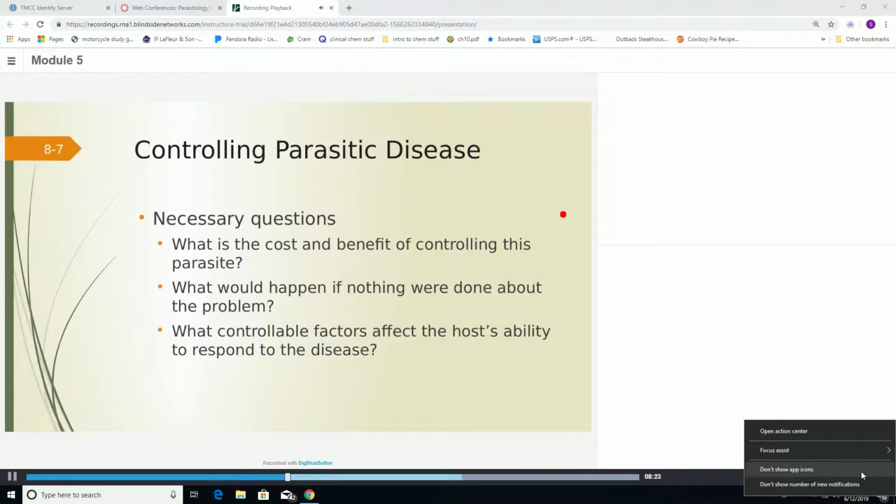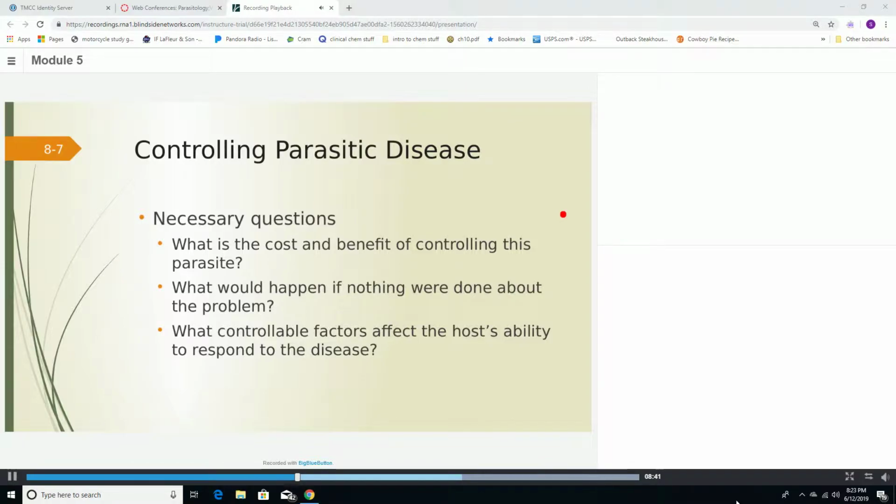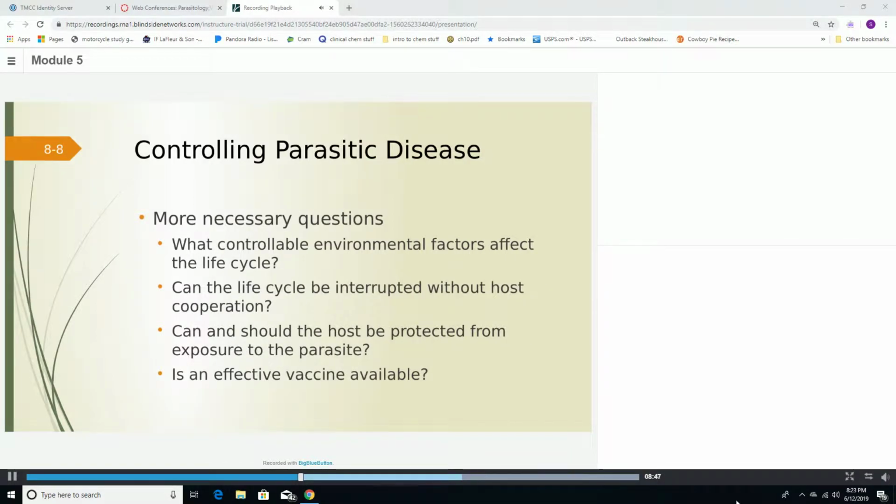What controllable factors affect the host's ability to respond to the disease? So, what are some things that we can do as hosts, or as humans, or as medical professionals to affect our ability to respond to the disease? Can we take more vitamins? Can we take certain prophylactics, things like that? So, what are we as the host able to control?